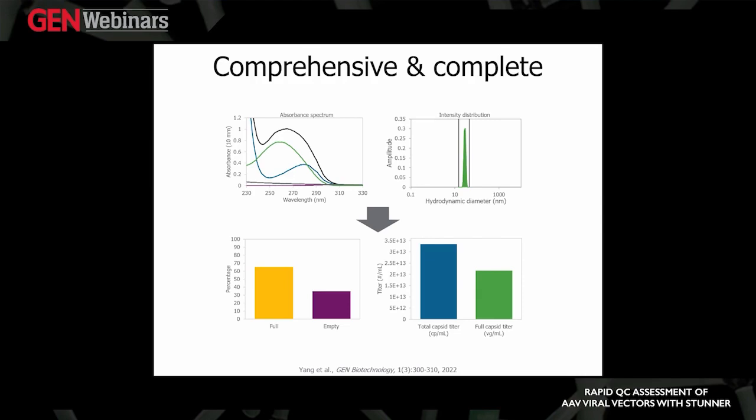As shown in the last few slides, Stunner measures the optical behavior of AAV to also meet several of the unmet needs Audrey discussed earlier, namely the characteristic UV-Vis absorbance, absence of absorbance from impurities, second, the expected size and size distribution by DLS, and finally, the titer and empty-full information that's synthesized from these data.